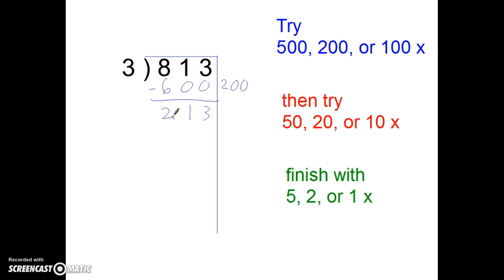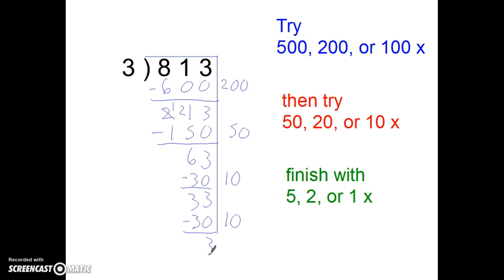Let's come down here, try 50s, 20s, or 10s. 10 times 3 would be 30. That's a lot lower than that. Let me try 50 out. 50 times 3 would be 5 times 3 is 15. Append my 0, 150. I could do that. And now we're at 63 left. Okay, now that I have 63 left, I want to see if I can do 10 times. 10 times 3 would be 30. Oh, I can take another 10 off. And I'm at 33. Oh, so I can take another 10 off. Now I'm just at 3, and the only thing that could possibly be would be 1. 1 times 3 equals 3. We have nothing left, so now I want to add these up. 250, 260, 270, 271.